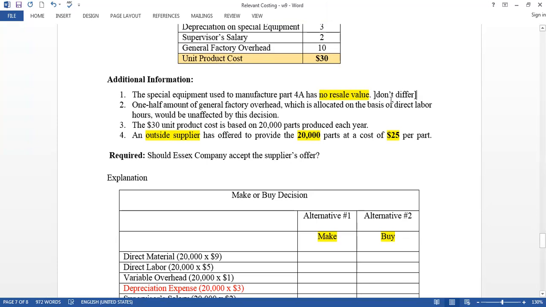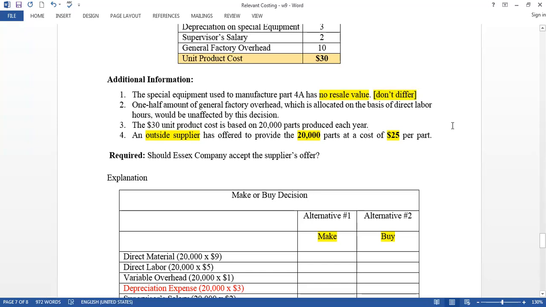They don't differ. Why don't they differ? Because there is no resale value, because you already have a machine, right? You already have a machine, you use it or not. Use it means you make the product. You do not use it means you buy the product from other people. But what will you do with this machine? This machine does not have any resale value. You cannot use it for any alternative purpose. So there is no difference. There is no difference with this machine if you buy the product or if you make the product.